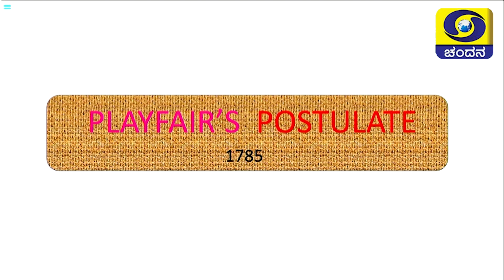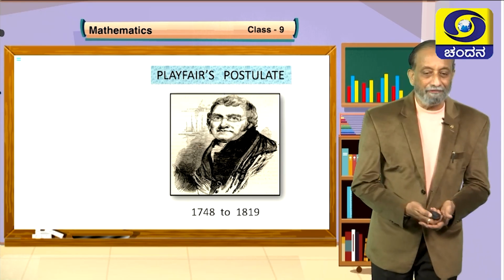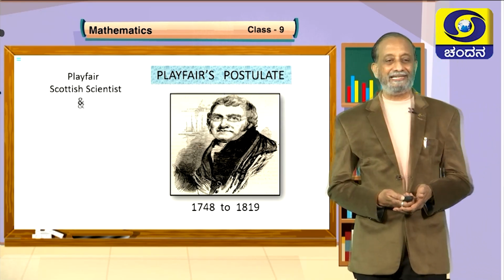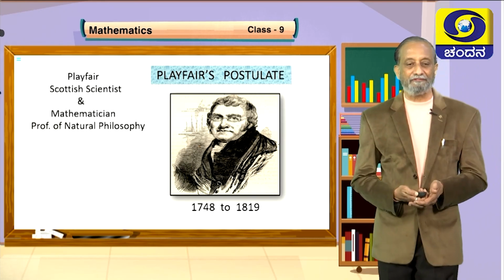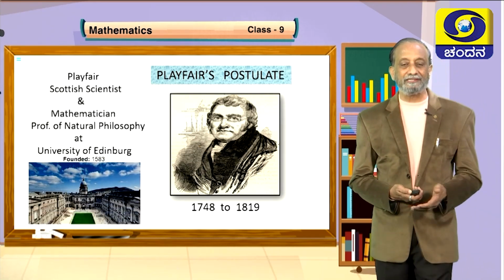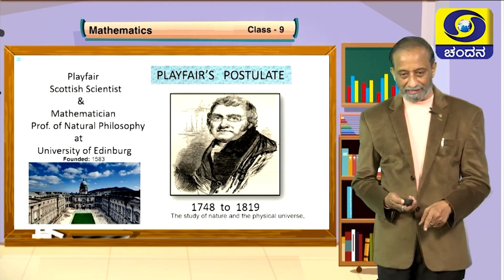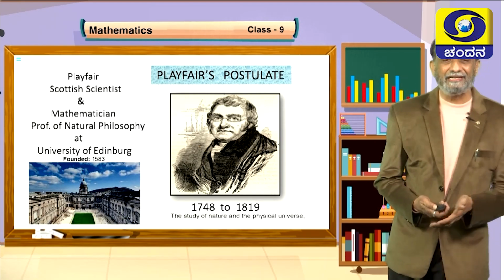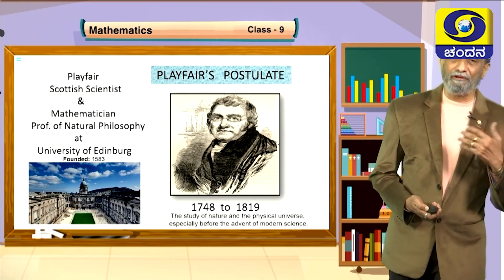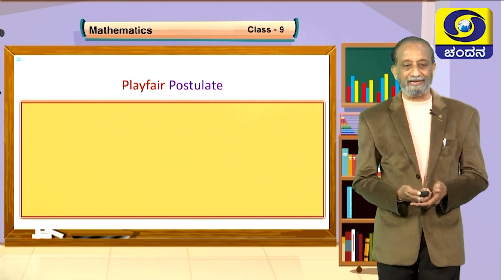Okay. Now let us try to understand the Playfair postulate, which was formulated in the year 1785. This is given as 2.3 in our textbook. Playfair was a Scottish scientist and mathematician, professor of natural philosophy at University of Edinburgh, and this is the image of the university, founded in the year 1583. Natural philosophy means the study of nature and the physical universe, especially before the advent of modern science.